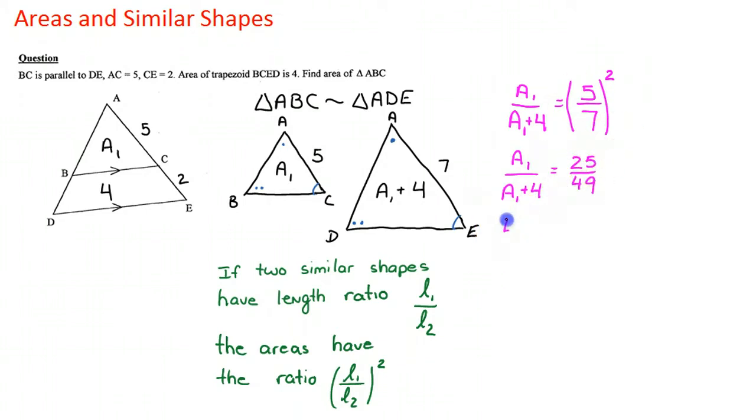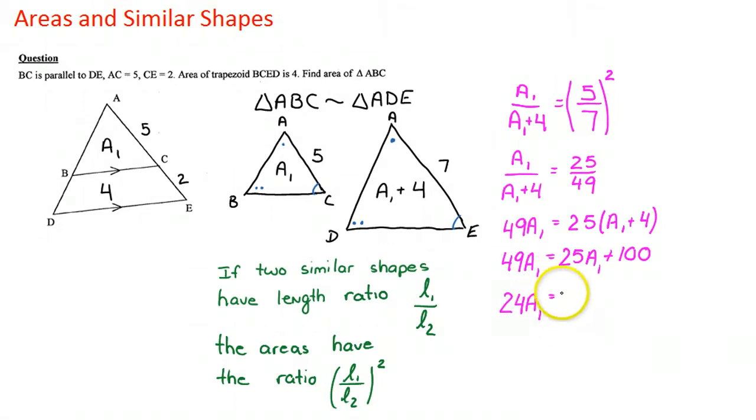Now we're going to multiply both sides by 49 and both sides by A1 plus 4, so we get 49 A1 is equal to 25 times A1 plus 4. So we get 49 A1 equals 25 A1 plus 100. So now we have 49 minus 25, which is going to give me 24 A1. So A1 is equal to 100 over 24.